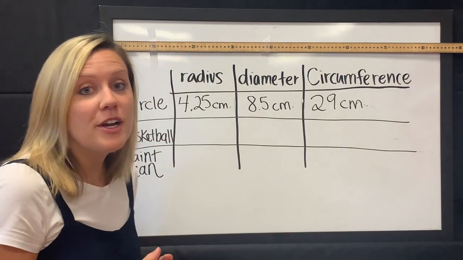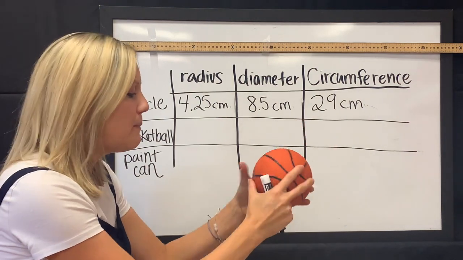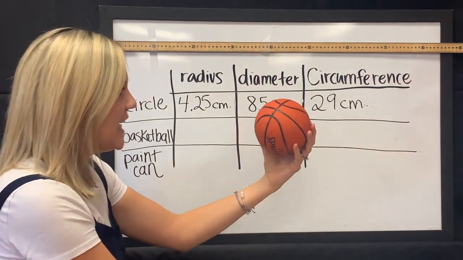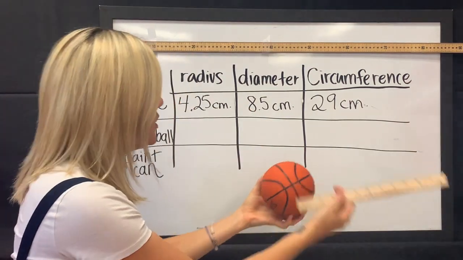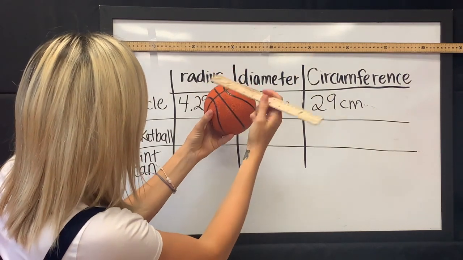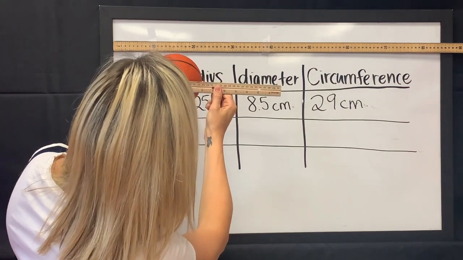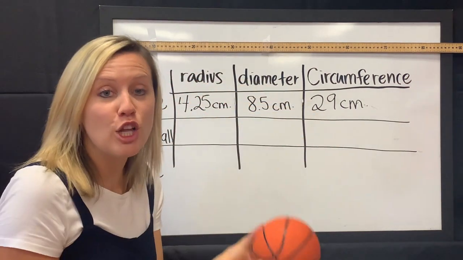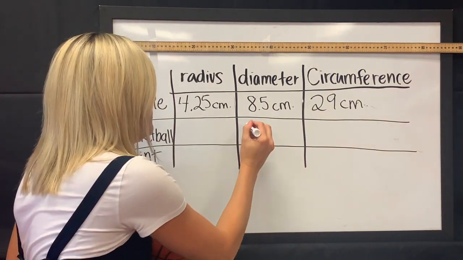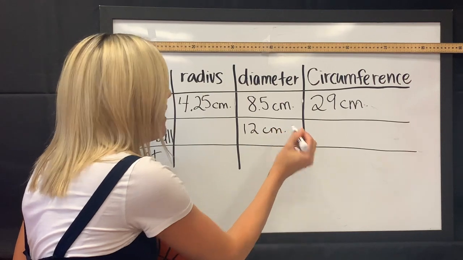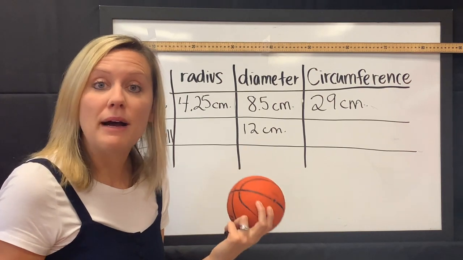Okay, now we're going to measure a basketball. So this is a three-dimensional sphere, and it's kind of hard for me to gauge exactly what the diameter and the radius is, so I'm just going to estimate for you. So I'm trying to see all the way from one end to the other of the basketball is about, I would say close to 12 centimeters, very close. That would mean that the radius, just halfway across this basketball, would be about 6 centimeters.